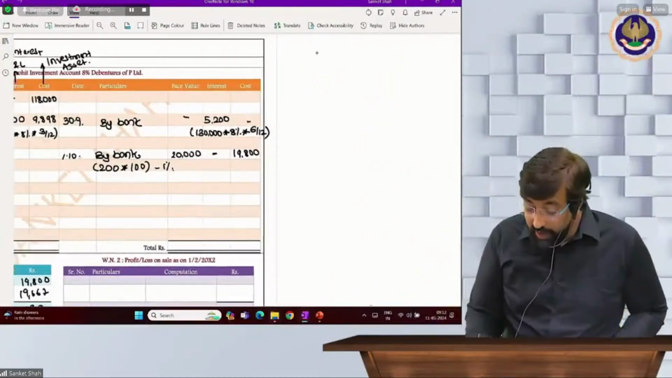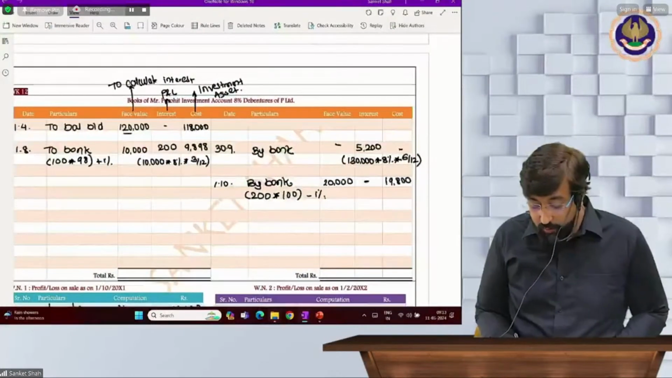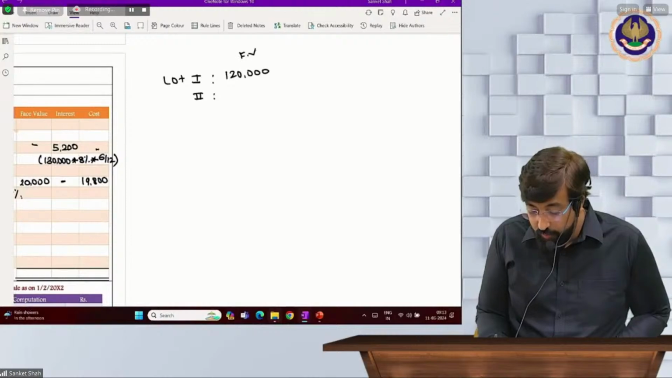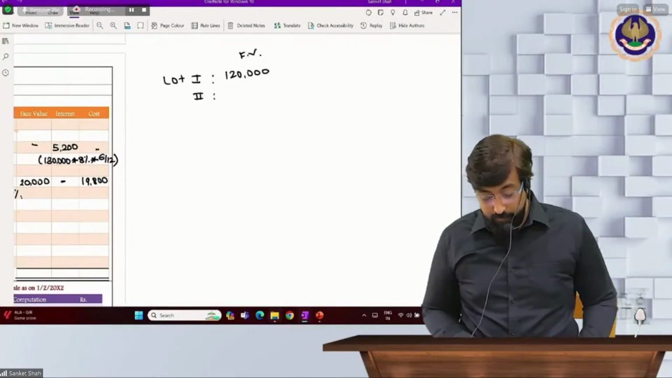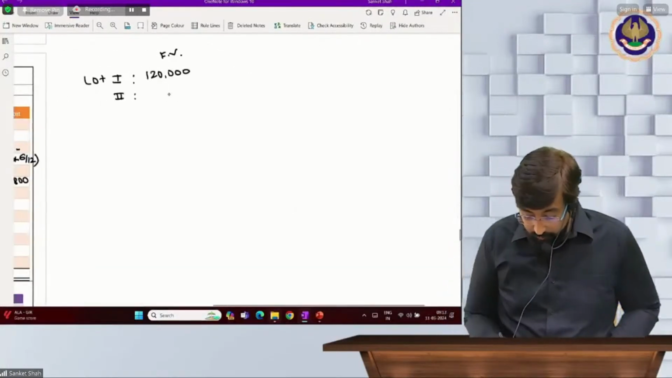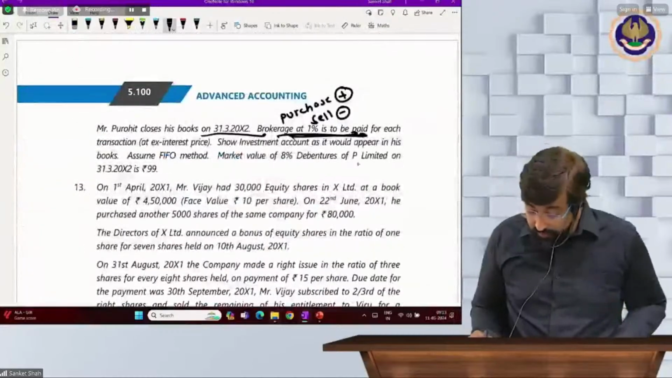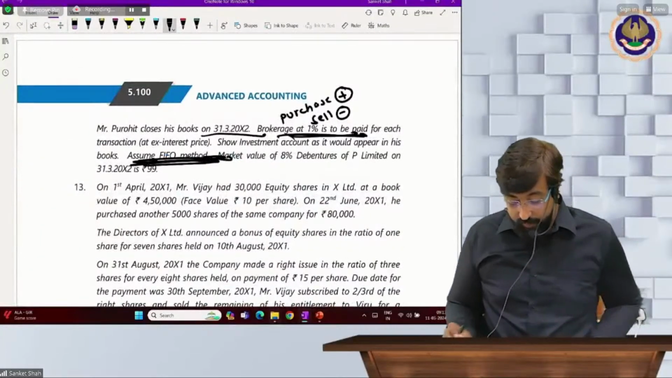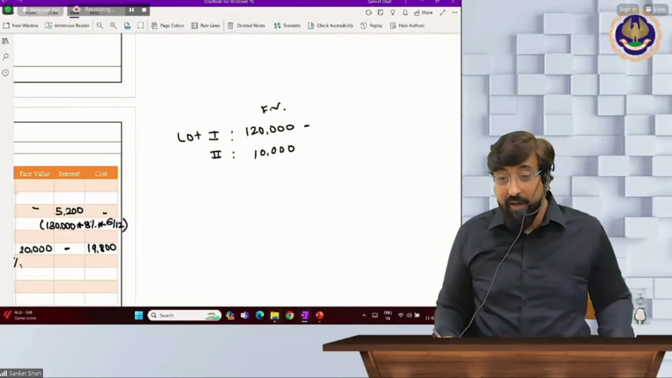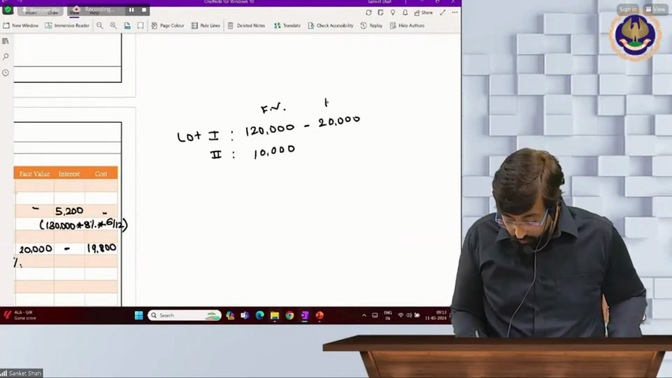Now tell me how many lots you have. In the first lot you bought debentures of face value 1,20,000. Say yes or no. Yes sir. Then in lot 2 you bought 10,000. Now the first in first out method is given in the question. Assume FIFO method. Now you sold 20,000 debentures, so from which lot will you deduct it? 1,20,000. First in first out. FIFO.